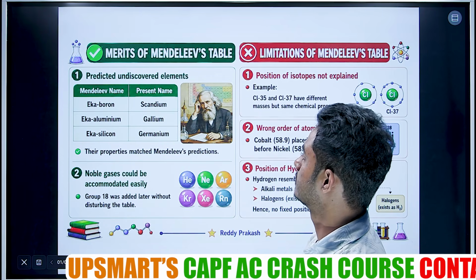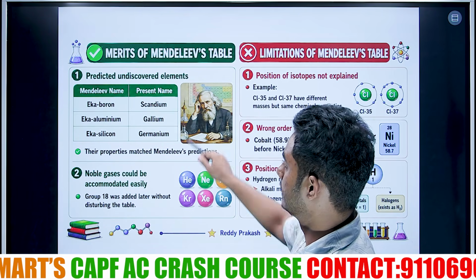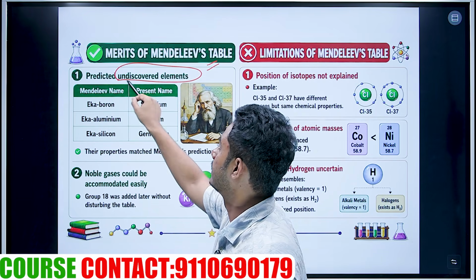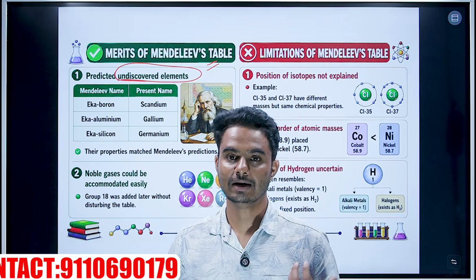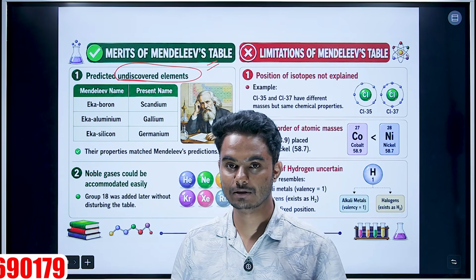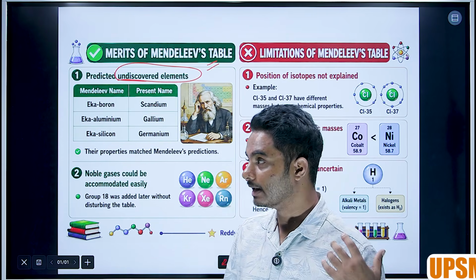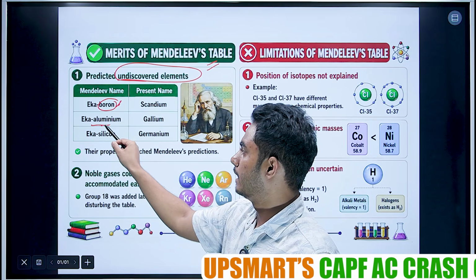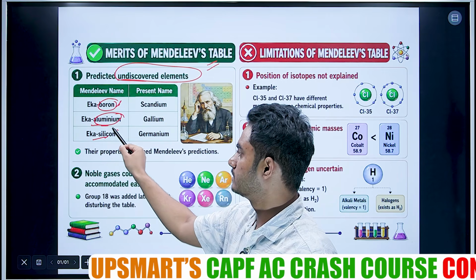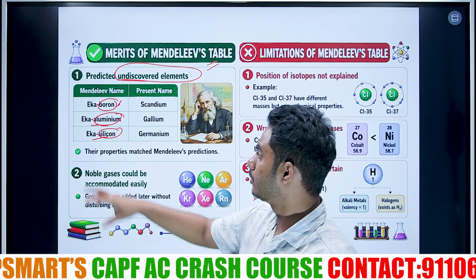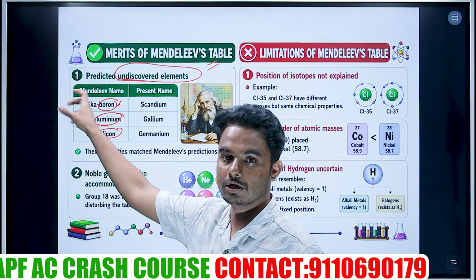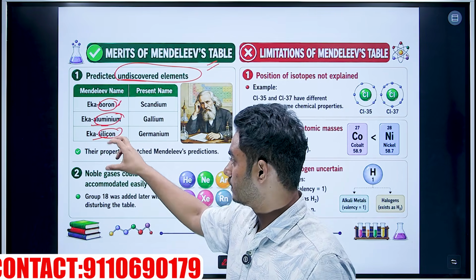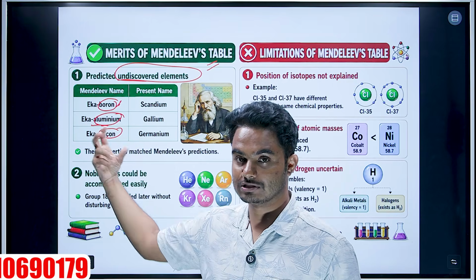The advantages. Merits. He predicted few undiscovered elements. Before Mendeleev, there were elements, but they were not discovered. He discovered and named it as Eka boron, Eka aluminium, Eka silicon. Means similar to boron was there. Similar to boron, he found something. Aluminum was there. Similar to aluminum, he found something. Silicon was there. Similar to silicon, he found something.